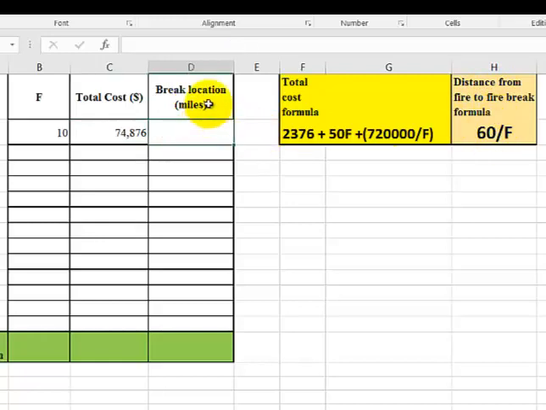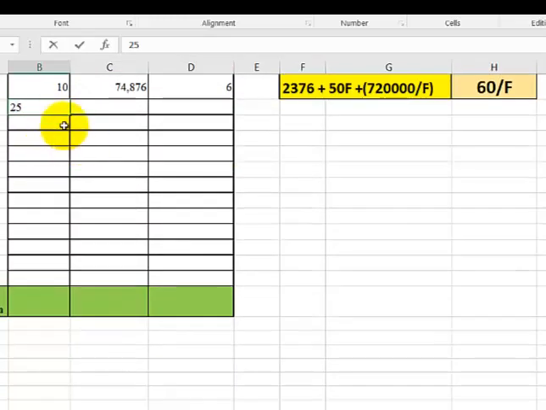So again, we're going to pick that cell. We're going to go equals, and then we're just going to type in 60 divided by whatever F is again. So good. So what I'm going to do is I'm going to start changing the F. I'm just going to do them by increments of 25. See what happens. 50, 100. Hold on while I pick some good values here.